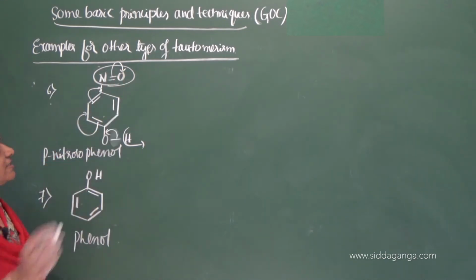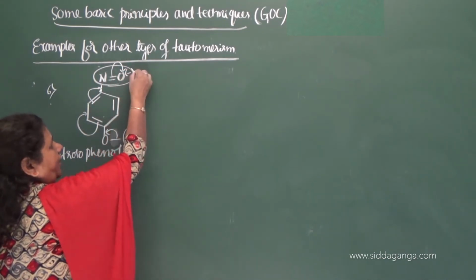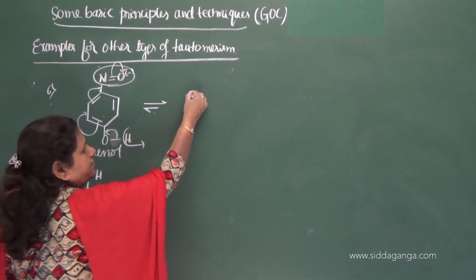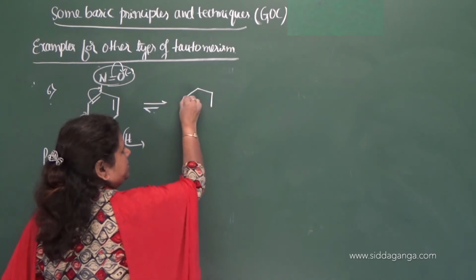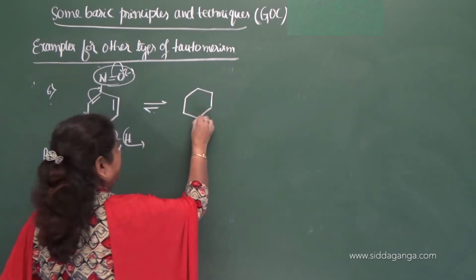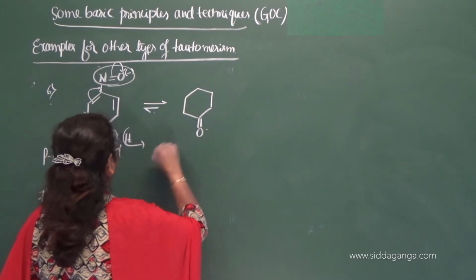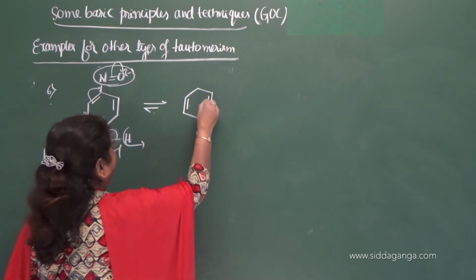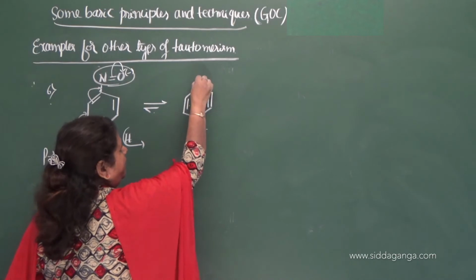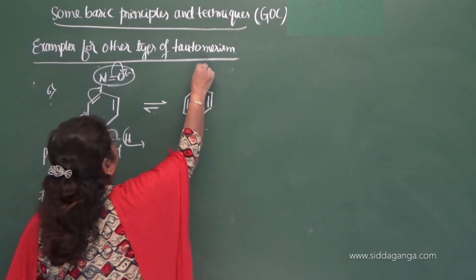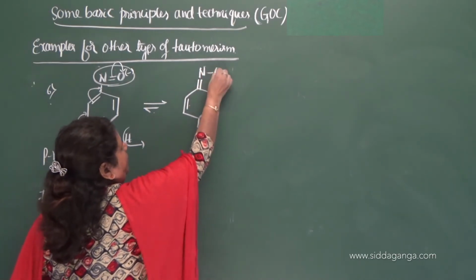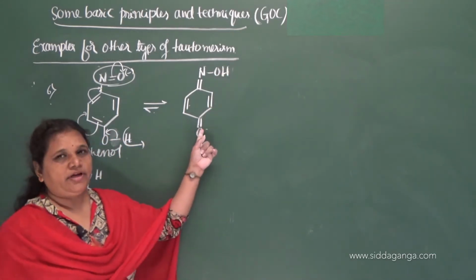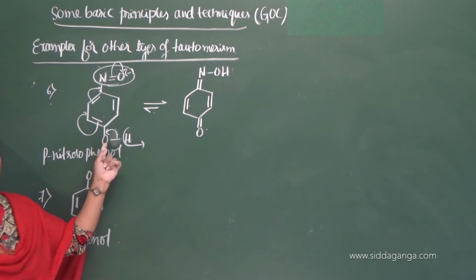Now oxygen gets the negative charge here and this abstracts the proton. Now you can write it as, so this is what you get: double bonded oxygen, and here you will get a double bond, and here is one double bond, and here a double bond, NOH. So this is the form, keto form you will get, and this is the enol form.